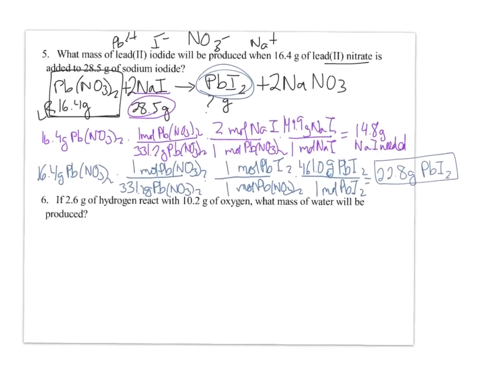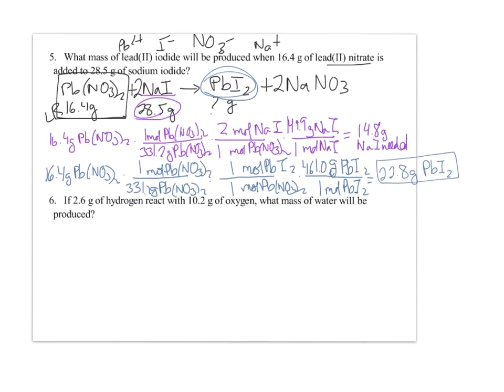So, whenever you're given both reactants, you figure out which one's your limiting reactant first, and then you use that to solve for your product. All right, let's try the last problem.